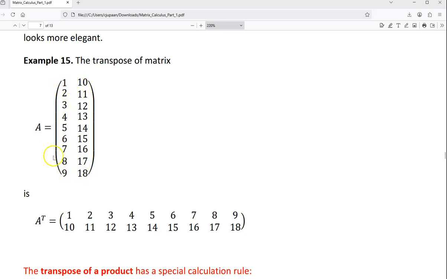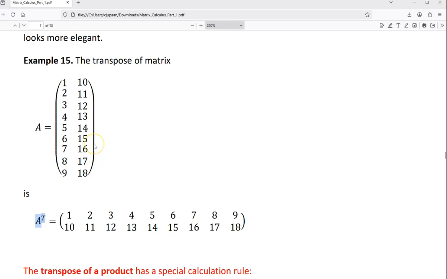A 9 by 2 matrix, 9 times 2, has 9 rows and 2 columns. It takes a huge space on a paper. But if you write it as A transpose, this exponent t tells us that it is a transpose, so you can write it with only 2 rows.